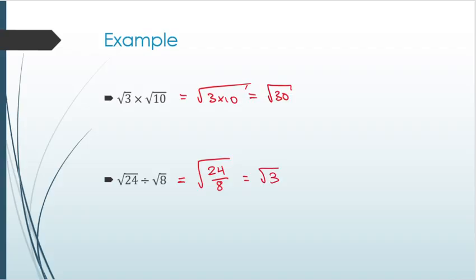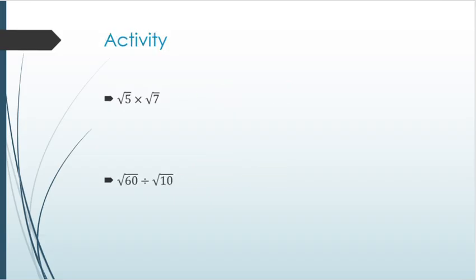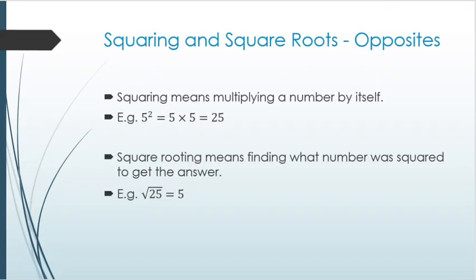24 divided by 8 just ends up being 3. Now, you can try this out yourself. I'll have more a bit later on, but other than that, it's pretty easy. Now, this is where we start getting serious.